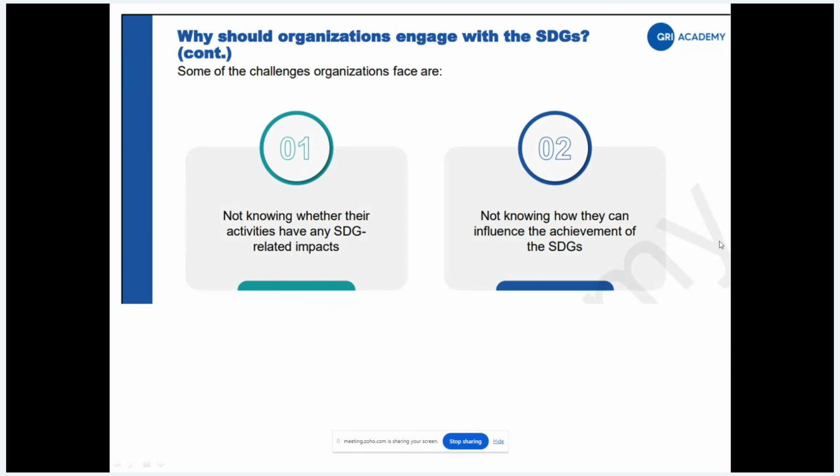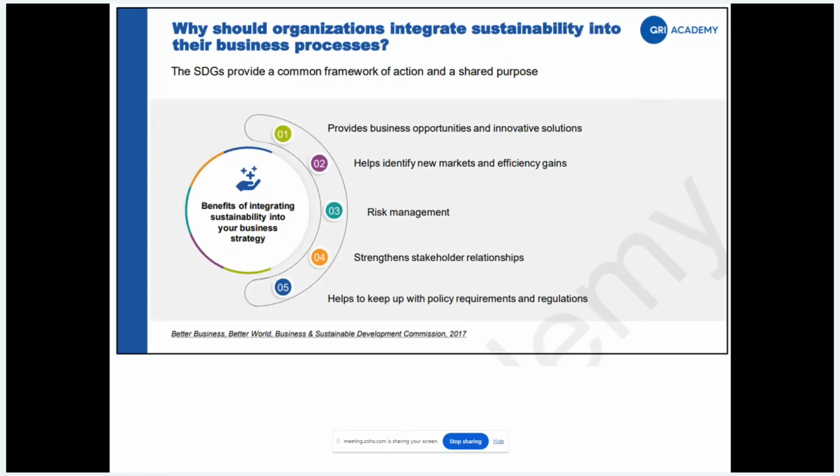And another challenge is not knowing how they can influence the achievement of the SDGs. So they do not know how these can actually be achieved. So why should organizations integrate sustainability into their business processes? The SDGs provide a common framework of action and a shared purpose. What are the benefits of integrating sustainability into your business strategy? It provides business opportunities and innovative solutions.